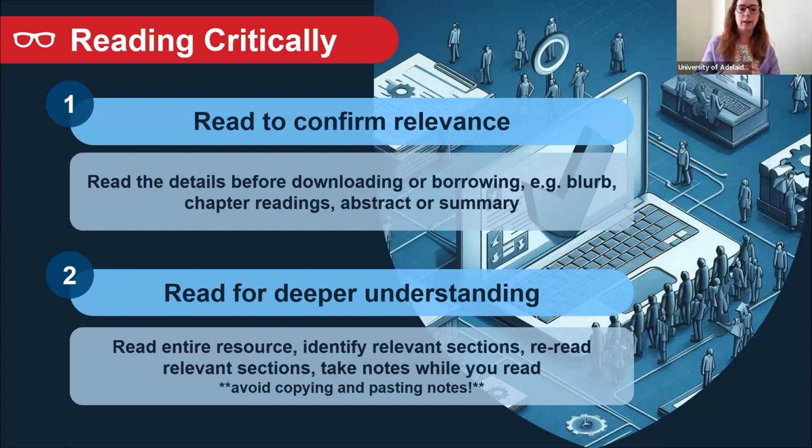So read to confirm relevance. Read the details before downloading or borrowing. On library search, just check the holdings page, subjects, table of contents, and take a quick look at the author. You can look at a bit more detail, say a blurb is great, introductions to chapters, and abstracts or summaries of journal articles. So don't think you have to go in reading the whole thing to be able to confirm its relevance. Just check those key areas.